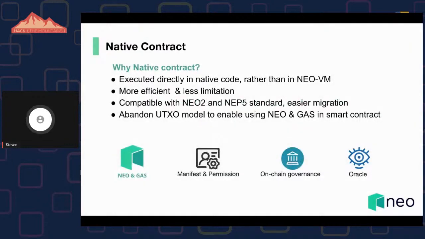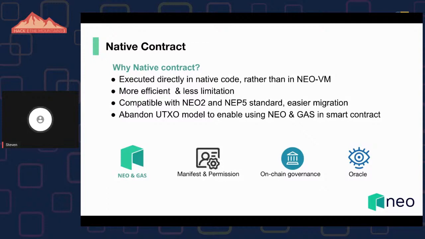And these are some details, features we have in our N3. First of all, we build our native contract. So what's native contract? Before, for our NEO and GAS, all the other things like the Oracle, we were doing some kind of hard code. Now all of these are native contracts rather than NEO hard code.